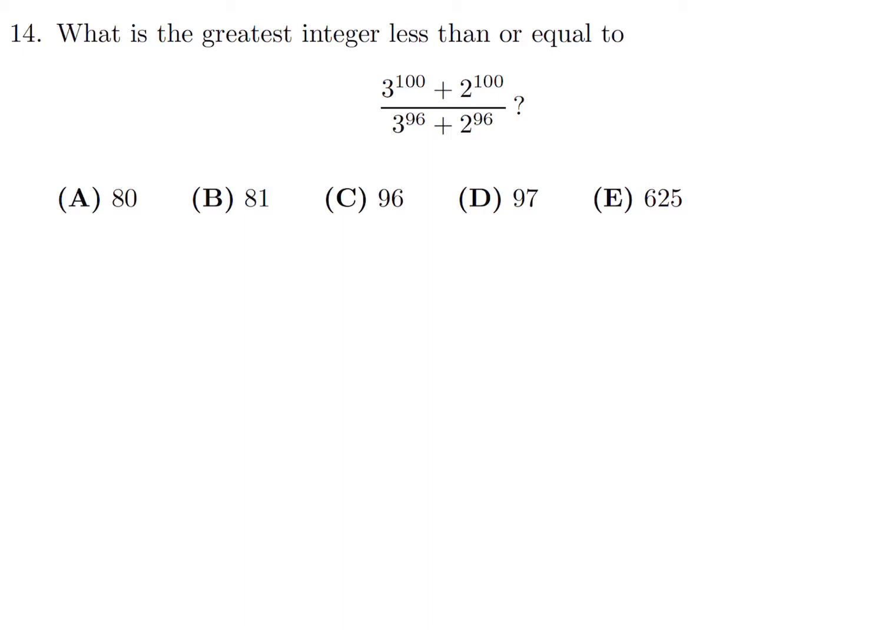What is the greatest integer less than or equal to (3^100 + 2^100) / (3^96 + 2^96)? Okay, well, there's several different approaches to this question.